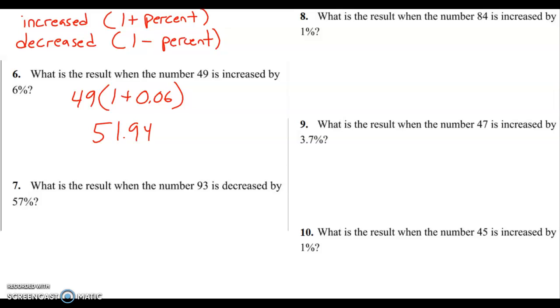Alright, number 7. This says, what is the result if the number 93 is decreased by 57%? So you take 93 and you multiply it times 1 minus 0.54. Oh, it should say 57. Let me fix that. 57. And once you do that, you get 39.99. And fix this again.